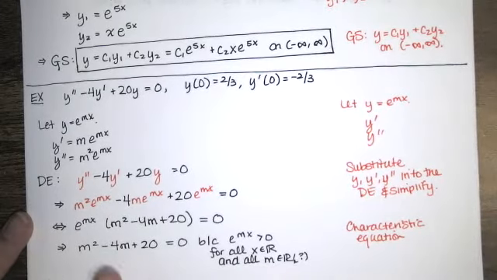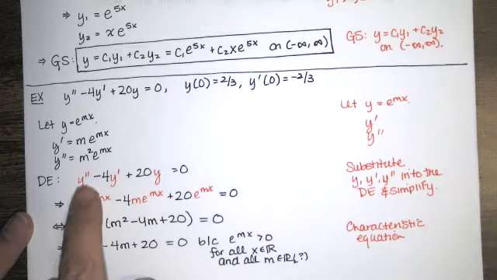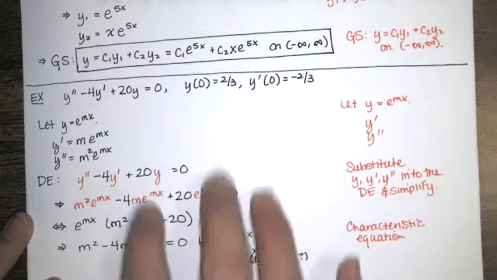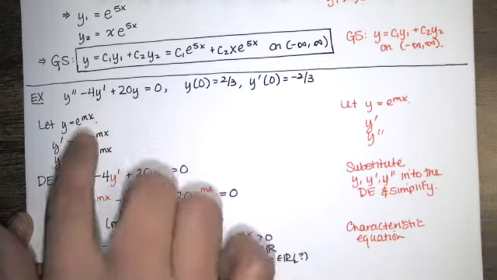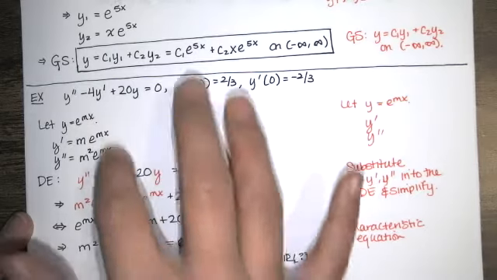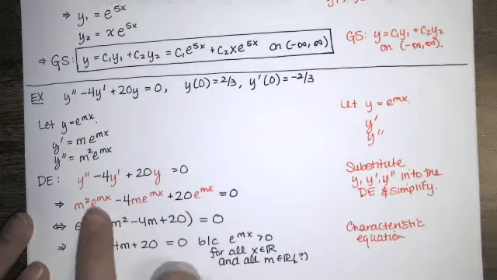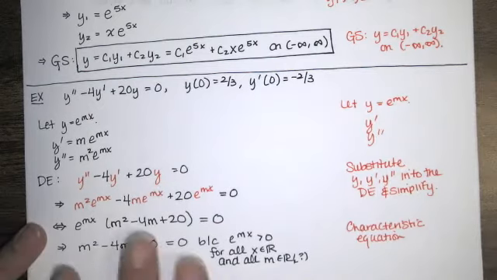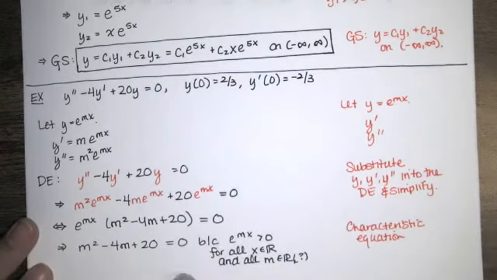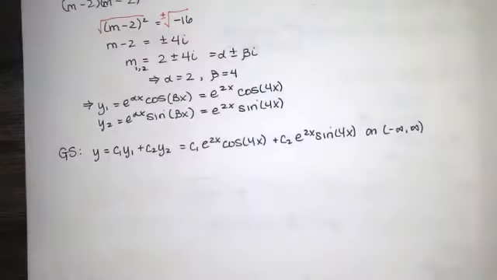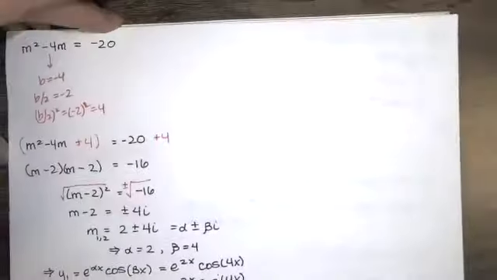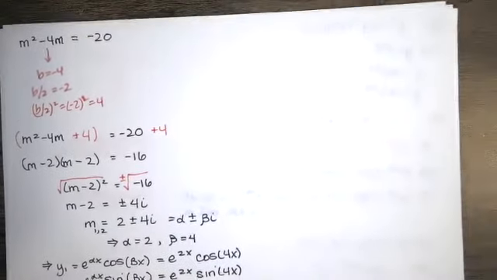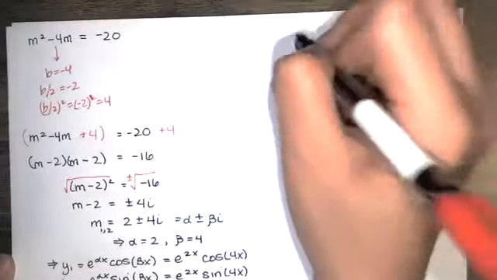I'm sorry about that. But you substitute your y double prime, y prime, and y into the differential equation, these choices for y, y prime, and y double prime that we made based on our initial assumption. And you get this, factor out the e to the mx, that's never 0, so you get this. This is the characteristic equation. And then you solve the characteristic equation for m. And you can solve by any method. You could have used the quadratic formula if you wanted to. I chose to complete the square.